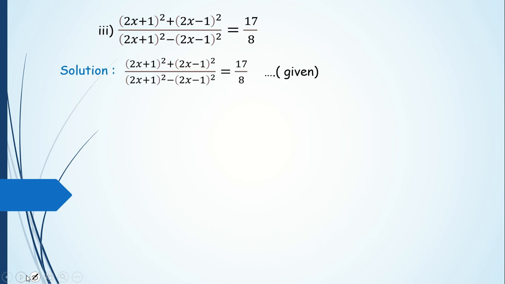This is given. First write the question as it is and say it is given. Now by componendo dividendo we get. Now for this ratio, consider this entire part as one ratio. This part, the one which is on top, is the numerator and this one is the denominator.